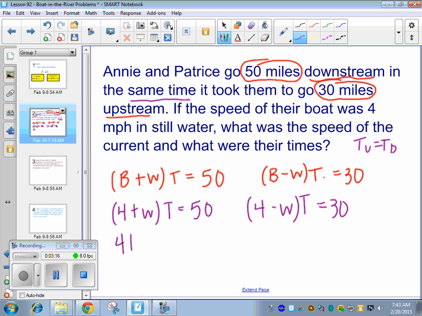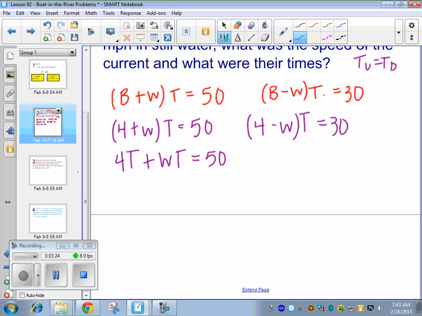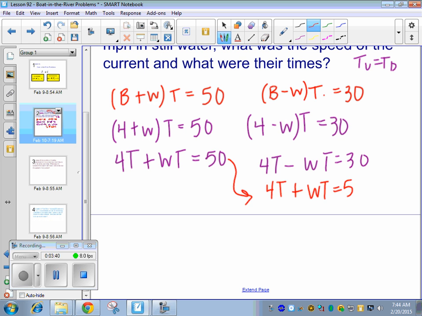So first we have to distribute the T to each equation. So I have 4T plus WT equals 50. Just distribute. And then here I have 4T minus WT equals 30. And let's line them up. So I'll just rewrite this one here. And if we add down, what happens to our WT? Yeah, they're going to cancel out. So we get 8T equals 80.